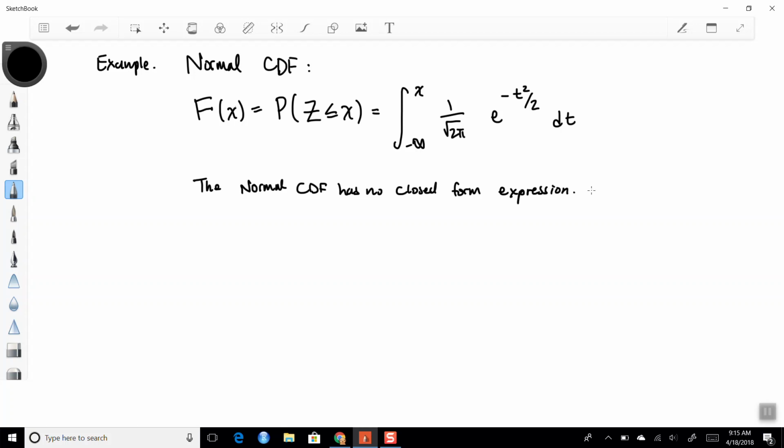Okay, and this will be a good candidate to use for Monte Carlo estimation. So what we're going to do is let f of x be our normal PDF.